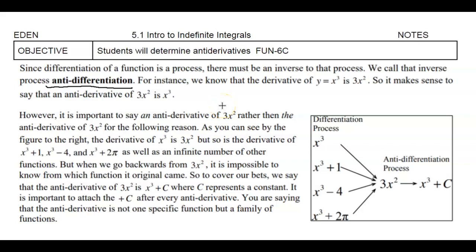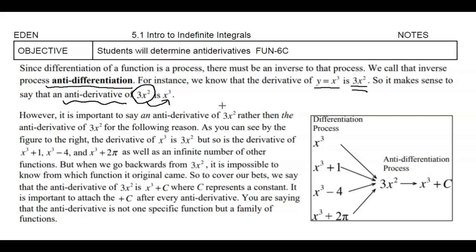So for example, if we had y equals x cubed, we know that the derivative is 3x squared. So what we can say is that the antiderivative of 3x squared is x cubed. Okay, and that's what we're going to be given the entire quarter. So that's how you have to think of it: oh, this was the derivative. So what was the original function?